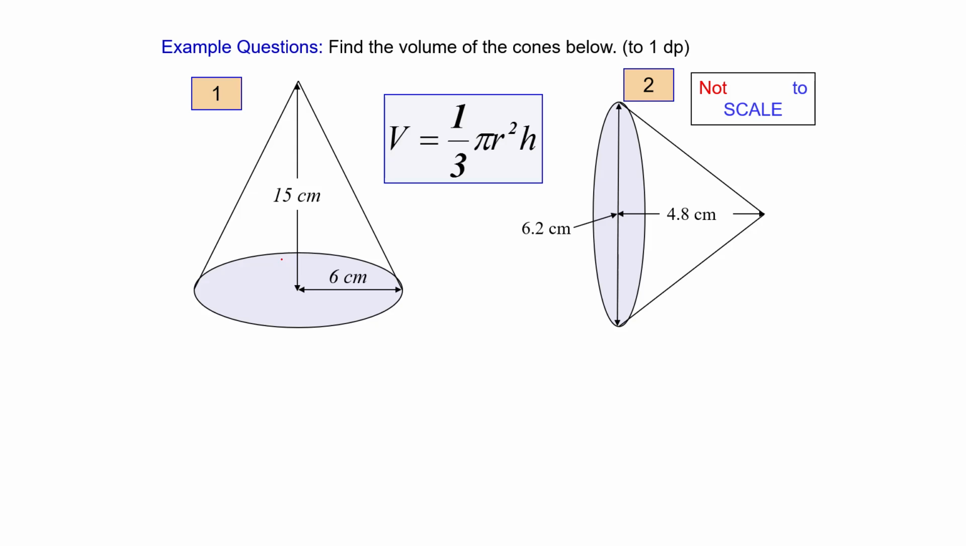Always write the formula. So our formula is given by V equals 1/3 pi r squared h, which is a third times pi times the radius, which is 6 squared, times the perpendicular height, which is 15. And we can plug that into our calculator.